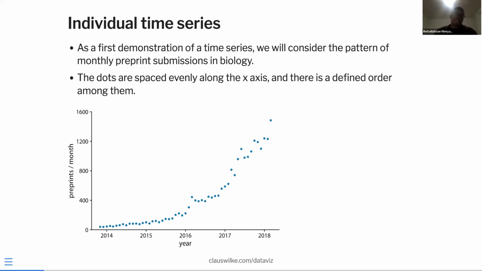And the key points that he highlights are that, I mean, it looks like a standard scatter plot, except the dots are spaced evenly along the x-axis and there is a defined order among them. Because for all intents and purposes, you do have two variables, the preprints per month and the year on the x-axis. But the fact that the dots are evenly spaced along the x-axis and there is a defined order makes it different.